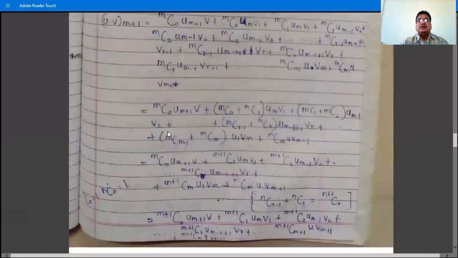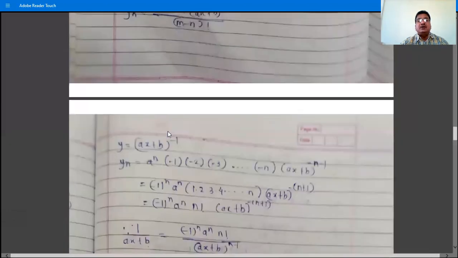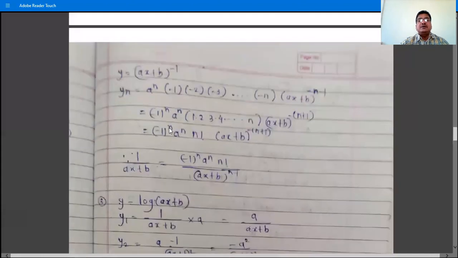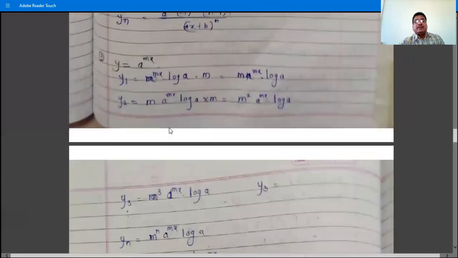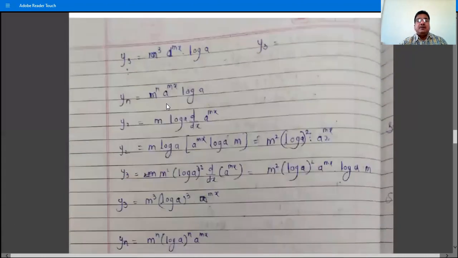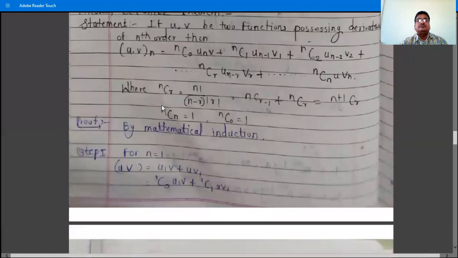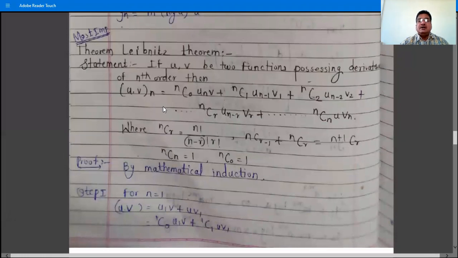So there are some other functions, like sin ax plus b. I have to find the nth order derivative of sin ax plus b, cos ax plus b, and all the remaining problems. So I will share the remaining nth order problems through WhatsApp, and we will discuss these problems in the next lecture.